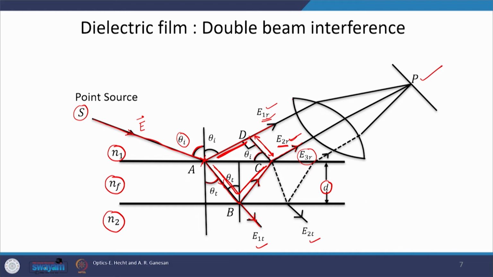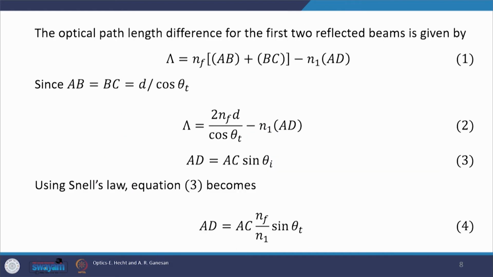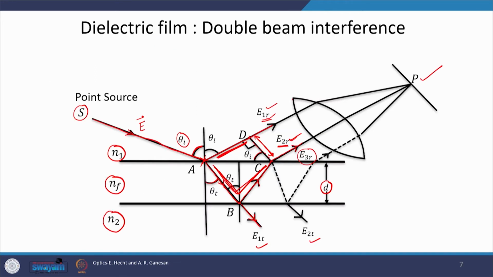And this is what is being done here. The optical path length difference for the first two reflected beams is given by AB plus BC, nothing but this path AB plus BC. This is the extra path which the second ray is travelling within the film. And AD is the path which the first ray is travelling outside the film.